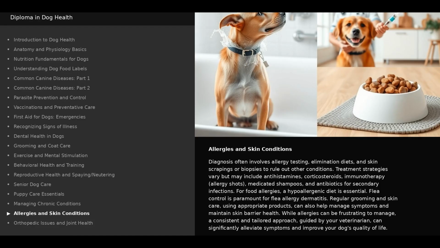While allergies can be frustrating to manage, a consistent and tailored approach, guided by your veterinarian, can significantly alleviate symptoms and improve your dog's quality of life. Patience and persistence are key to finding the right solution.